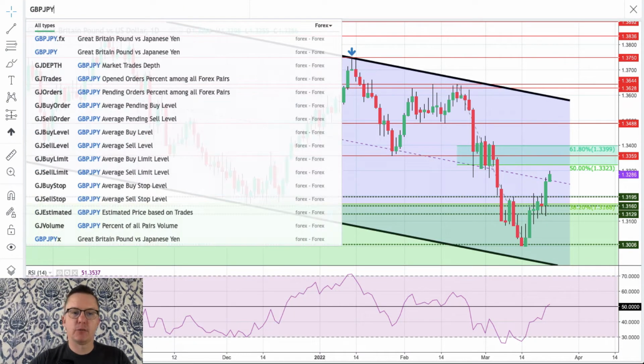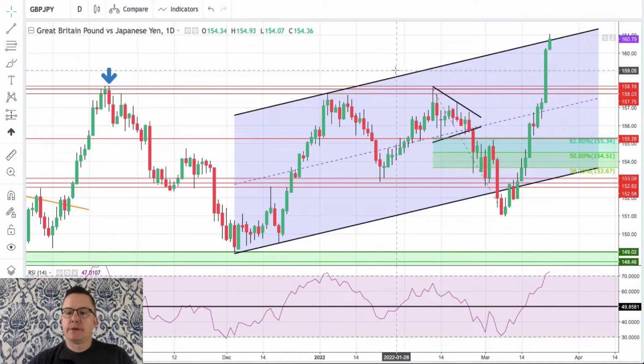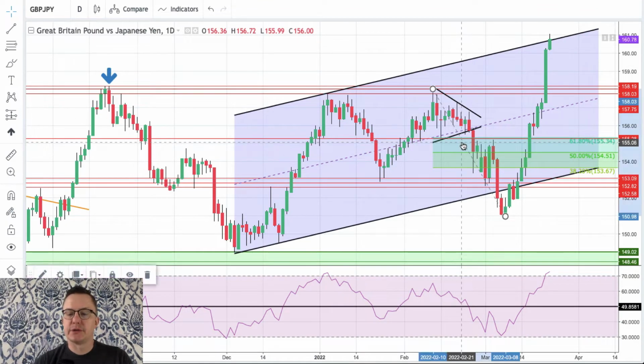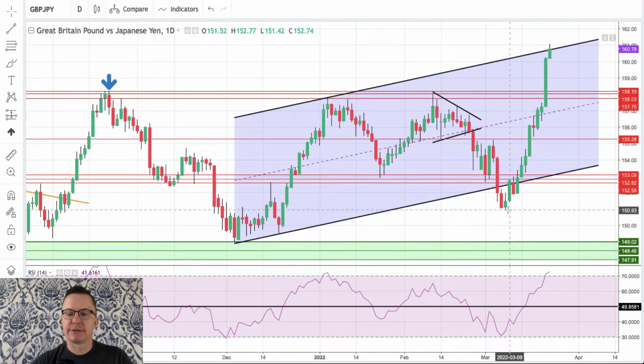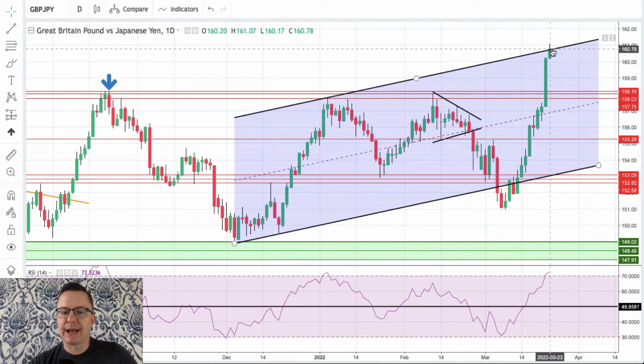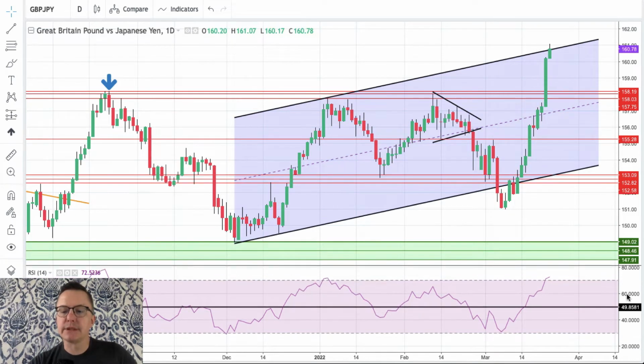British pound to Japanese yen, what is going on there? We have a huge extension to the upside, as you can see here. Right now, after the false breakout to the downside, we are testing the upper channel line, and during the last 2 weeks, the pound versus the Japanese yen has been rallying very significantly, and right now the market is testing extremely overbought conditions. 72 points on the daily RSI indicator is something to pay attention to.